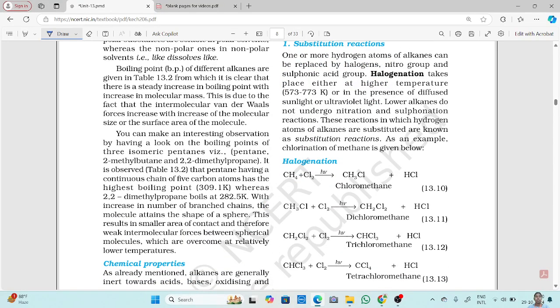The boiling points of alkanes are different. From the data it is clear that there is a steady increase in boiling point with increase in molecular mass. As you go on increasing the molecular mass, meaning carbon 1, carbon 2, carbon 3, carbon 4, carbon 5, as you increase the number of carbons, the boiling point also increases. This is due to the fact that intermolecular van der Waals forces increase with increase in the molecular size or the surface area of the molecule.